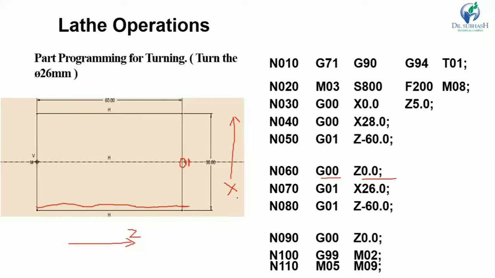Now again linear interpolation and take one more depth of cut, so 26 mm. So now the tool will start from here. So Z minus 60, another depth of cut, so it will cut the material like this. Then again rapid traverse, G00 and Z0.